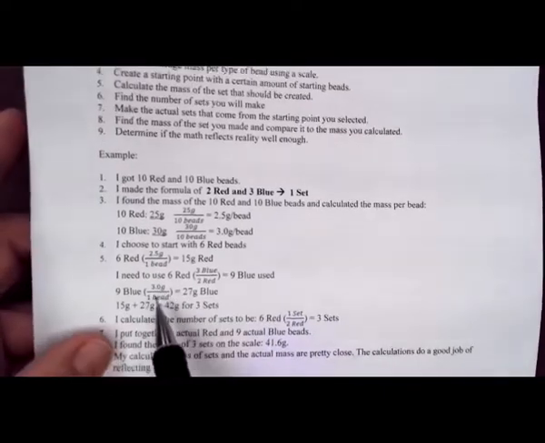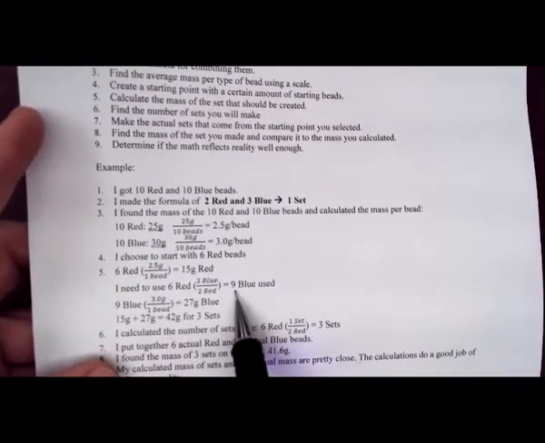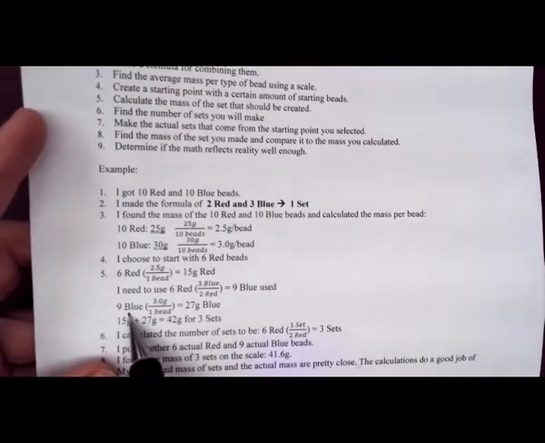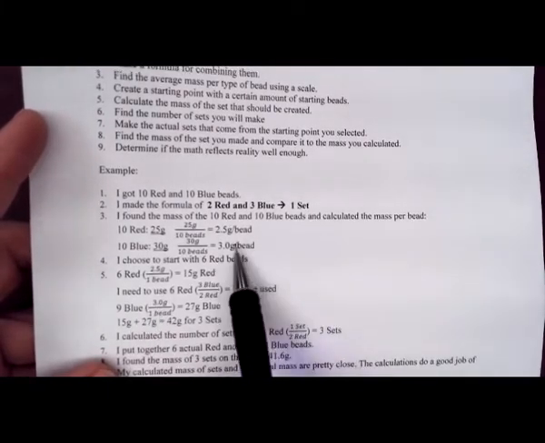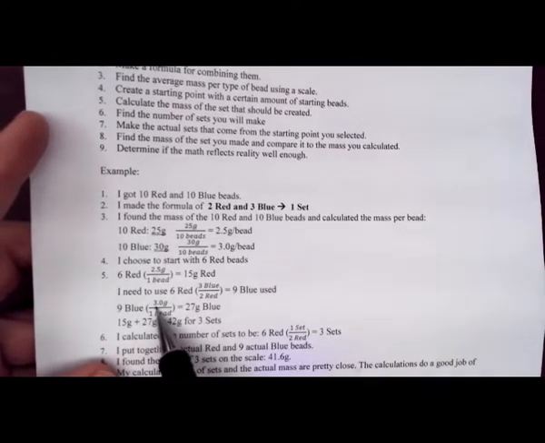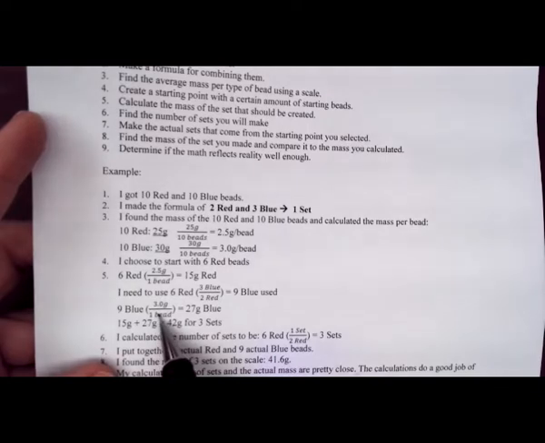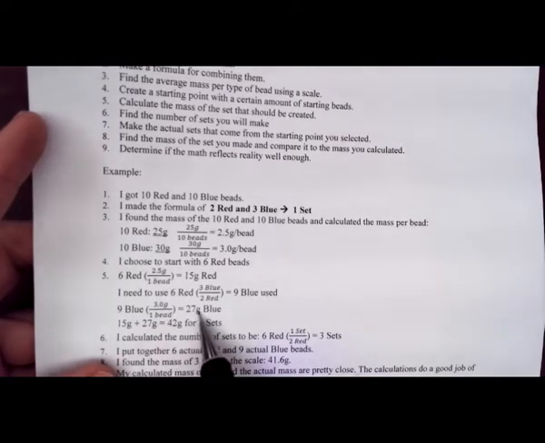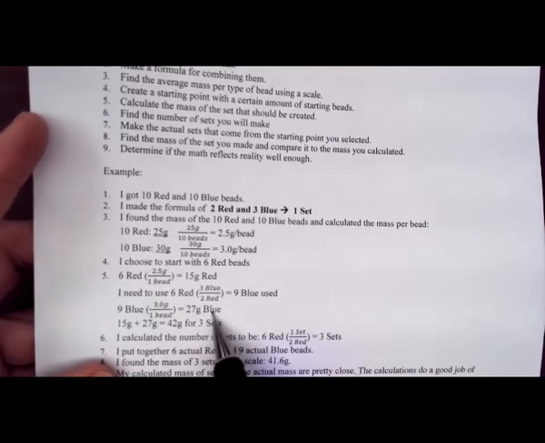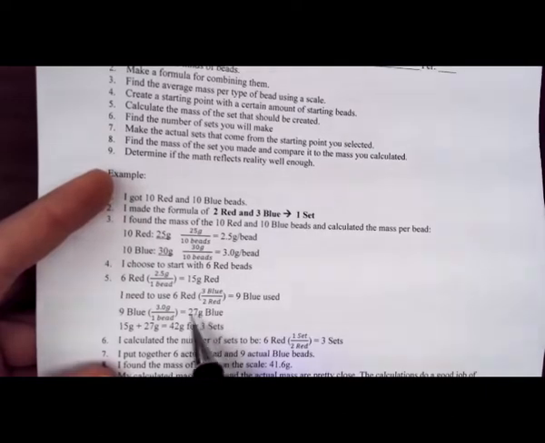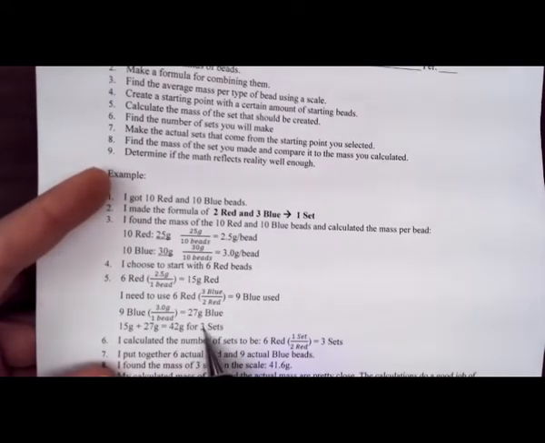What mass will that be? I will be using 9 blue, and I'll take the mass from here, and put it here, and multiply through, and I will get my grams of blue that I will use. So this number plus this number is the grams for the total sets.